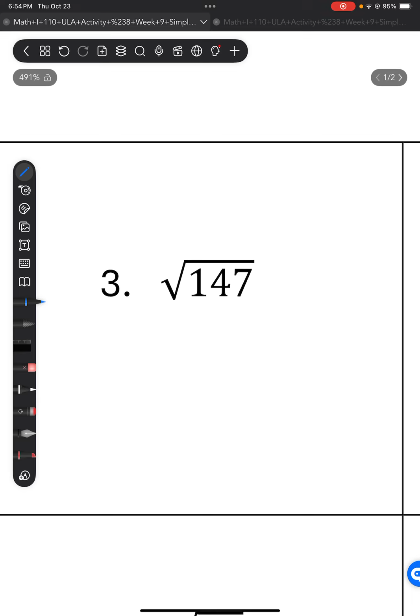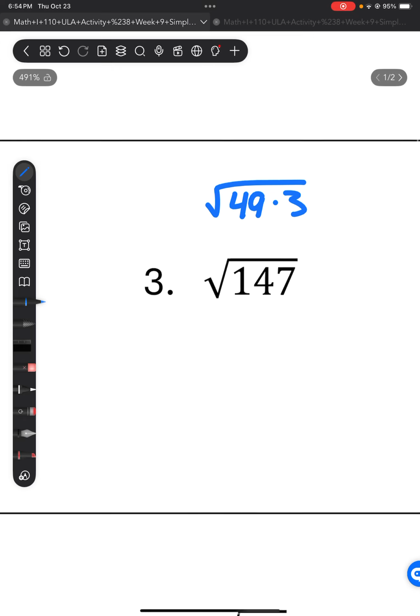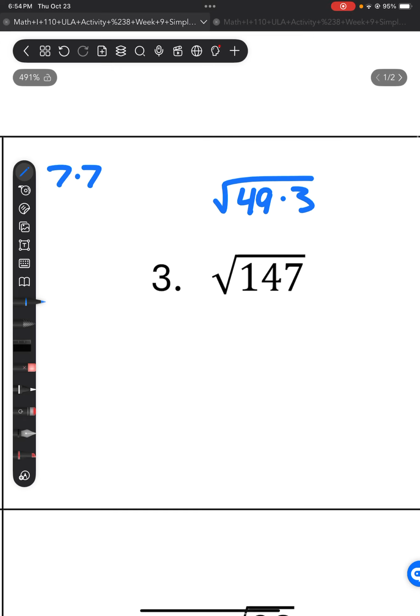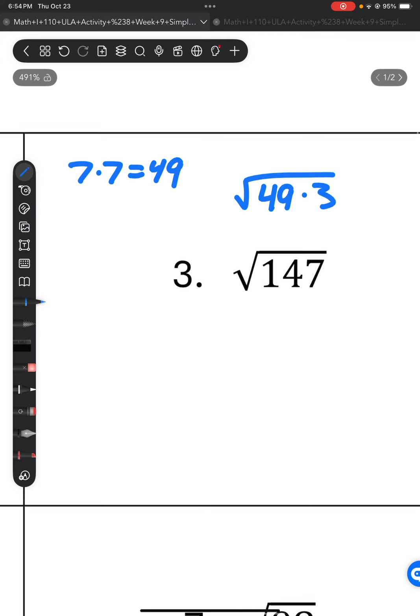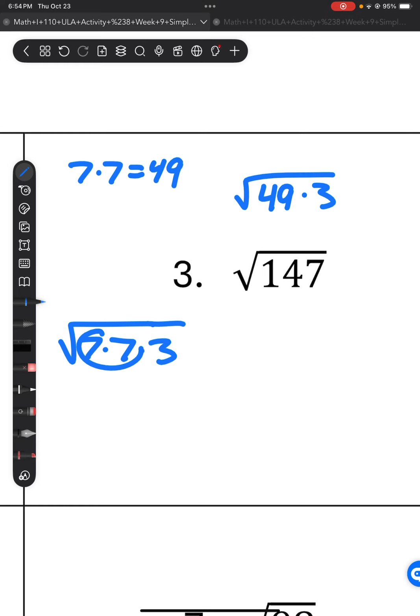All right, now number 3, square root of 147. So from here, you can do trial and error. I'm thinking about 49 going into it 3 times. Again, you can use the factor tree like I showed in class. So 7 times 7 equals 49, right? That's a square root. So I'm given the pairs, right? 7 times 3. Take out that pair. I'm left with 7 root 3.